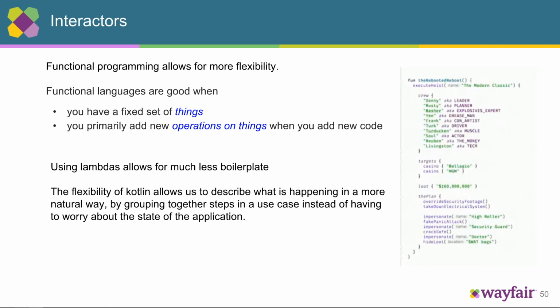So with using Kotlin in a functional way, it lets you be a lot more descriptive about your use cases. The thing on the right over here is one of the examples I thought was really good from KotlinConf last year, where they used infix notation and lambdas with receivers to make it really clear what's going on in this heist. Yeah, the flexibility of Kotlin lets us use Clean architecture in a more expressive way, and I think that's really awesome.